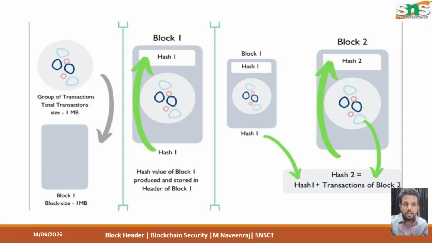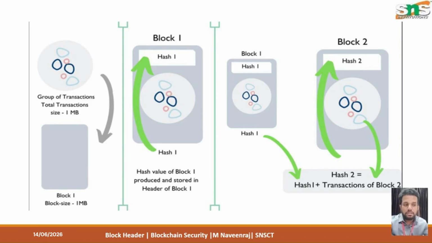Then ideate is nothing but the transactions are grouped into blocks. Here each block generates a unique hash value. That hash value is stored in the next block. This creates a chain of trust. Any tampering changes the hash and is detected immediately.